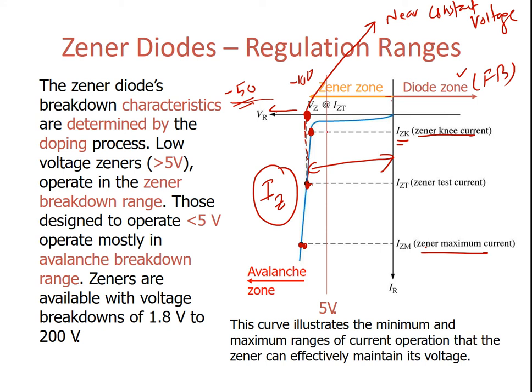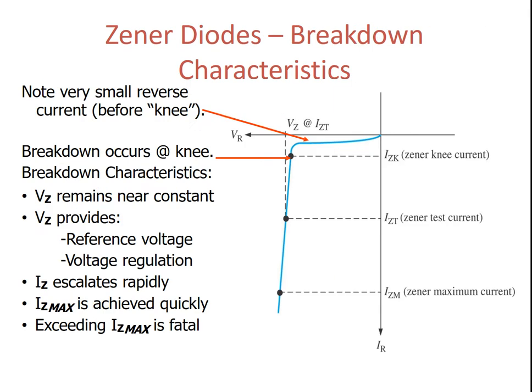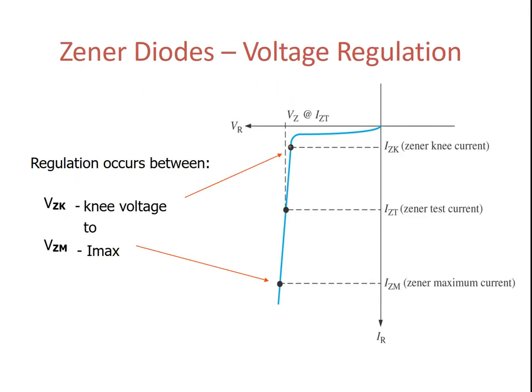Before we reach the Zener breakdown voltage, you can notice that a very small current is flowing here. As soon as we cross that, the current value increases, and this VZ voltage remains almost constant. If we write the voltage value corresponding to this knee current, we call this VZK, the knee voltage, and the voltage corresponding to this current is called the maximum voltage. So what can we learn from here?